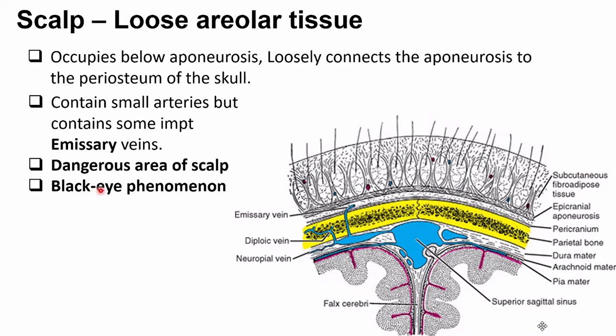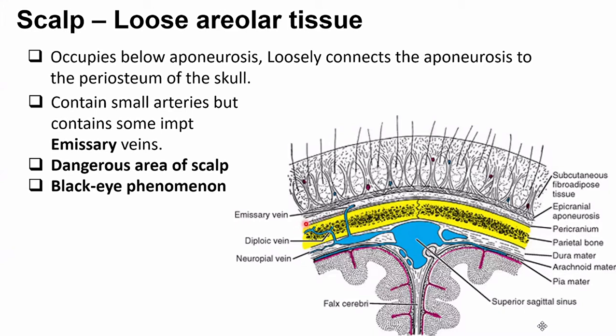Black eye phenomenon. I believe some of you have noticed that if we have a hematoma somewhere in the forehead, eventually it will cause a black eye. I don't know if you have noticed that. This is because if there is a hematoma within the loose areolar tissue, a collection of blood, it usually passes anywhere, usually by gravity.